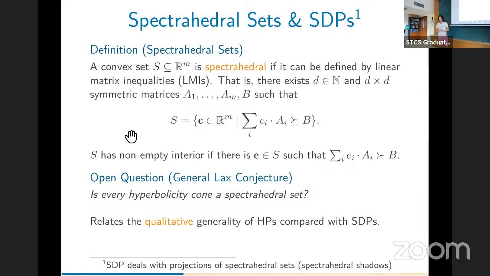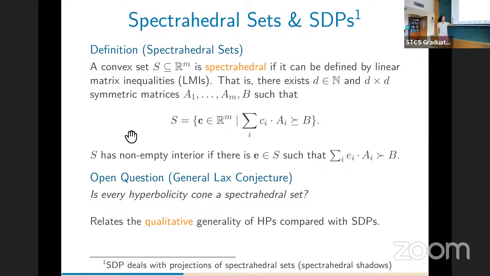Exactly, that's the point, and that's going to be the point of this talk. Because the Lax conjecture doesn't care about this quantitative representation. They just want to know if these are exactly the same sets or if there's something more. For example, qualitatively, semi-definite programming and linear programming are different because the circle can be represented by a very small algebraic set, but you need infinitely many linear inequalities.